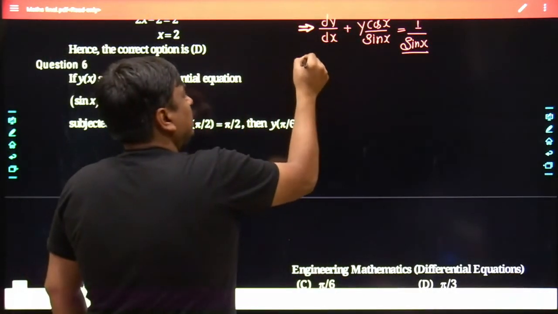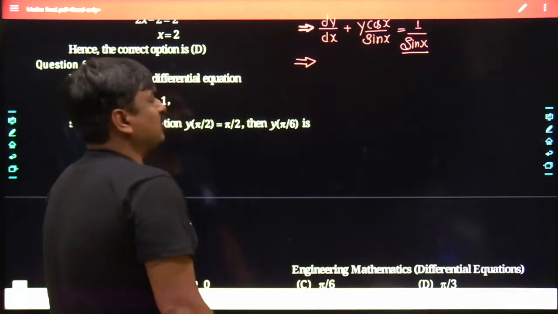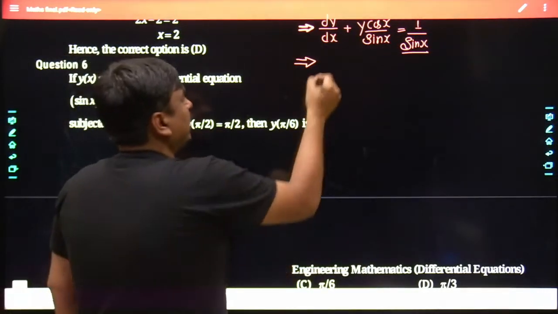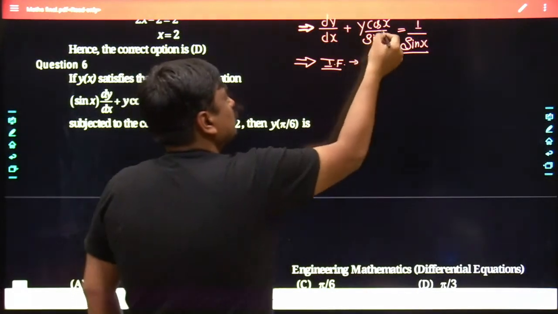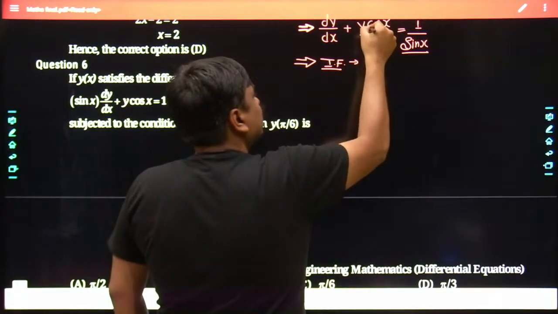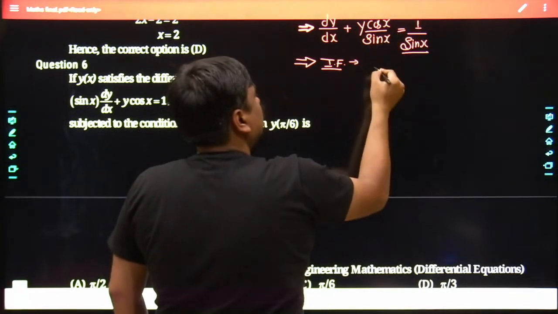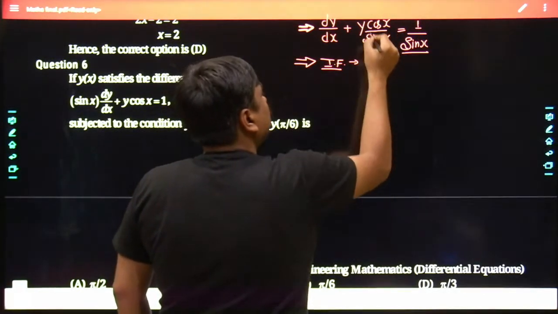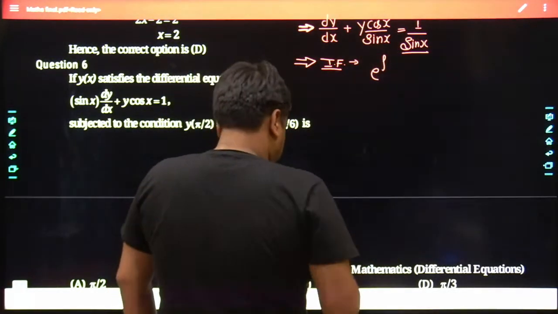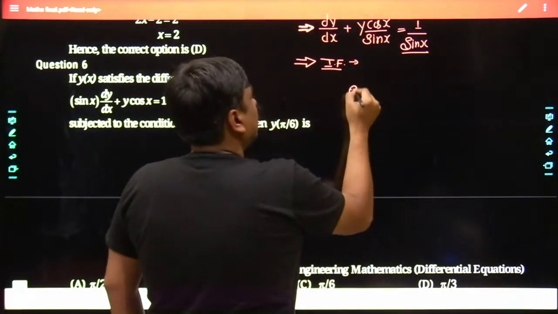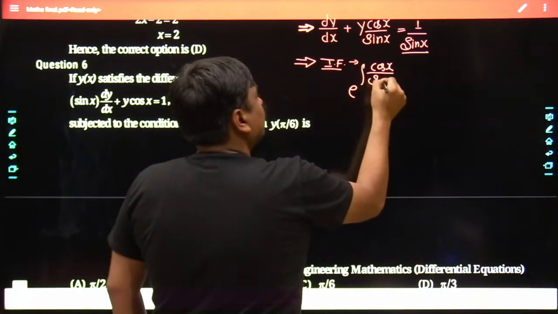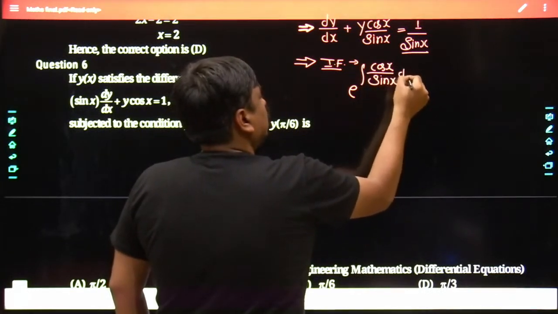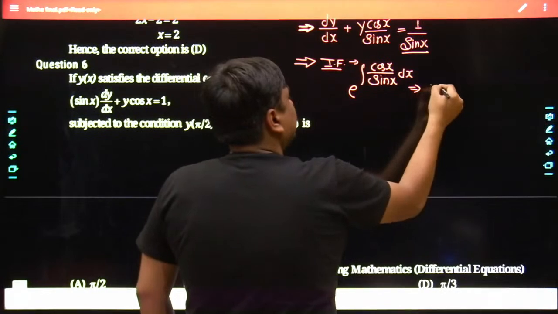While calculating its general solution, we get the integrating factor first. What used to be the integrating factor? The integrating factor is e raised to the power of the integration of this component. So here it becomes e to the power of the integration of cos x divided by sin x dx. What would be my approach?